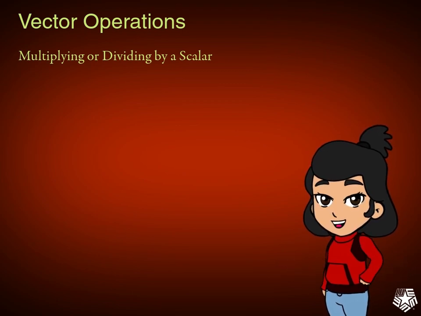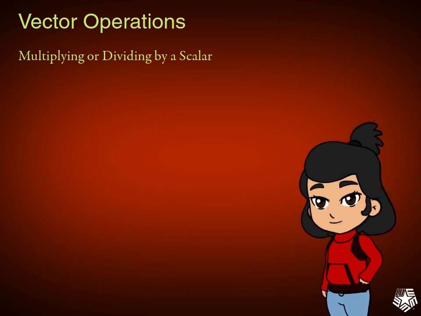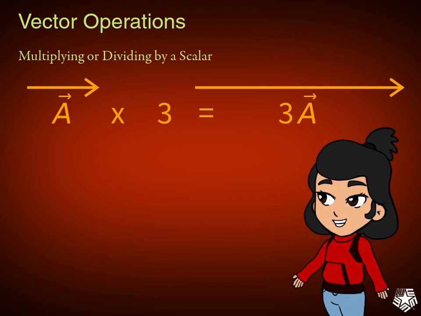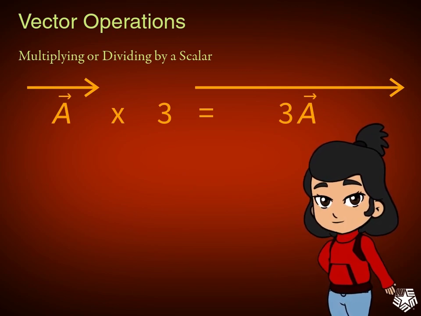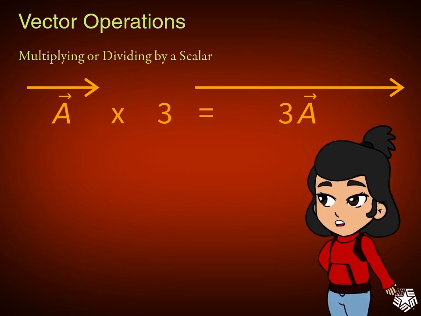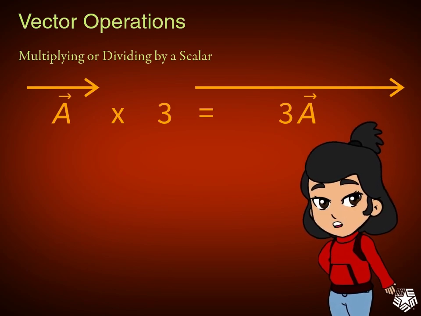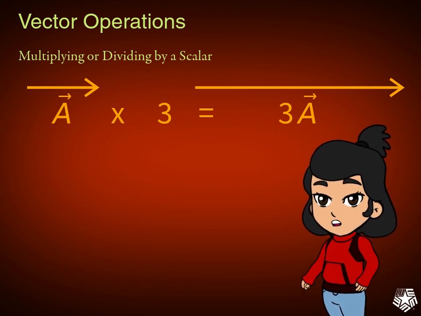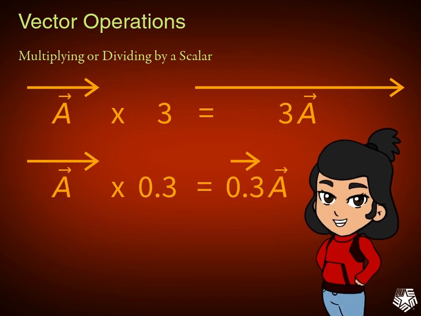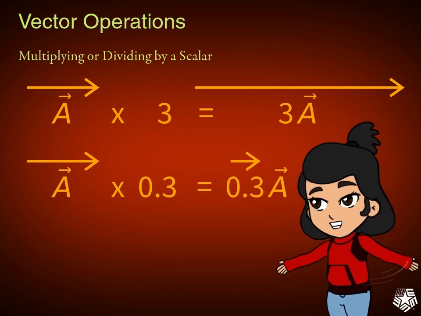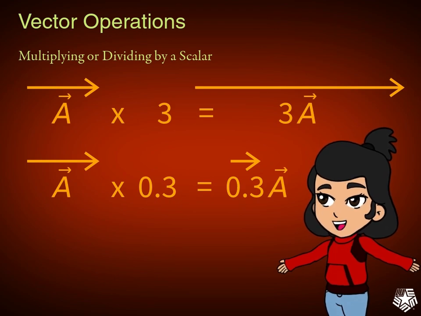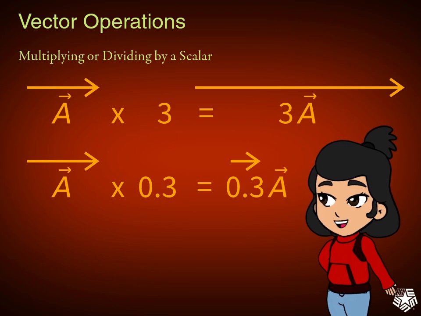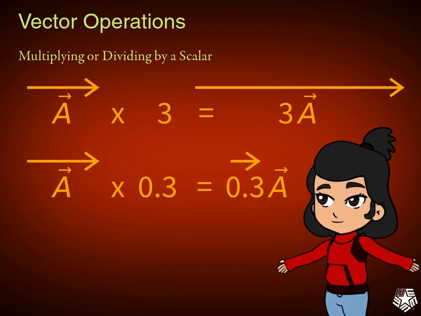When drawing forces, the length is typically defined by the magnitude of the force. So if you have a force A and multiply it by a scalar quantity, let's say 3, the result is a force that is 3 times the original force. Notice the arrows above the A indicate that this is a vector. Similarly, multiplying by a decimal or fraction will shrink the force by the scalar amount. In this example, A shrinks to 30% of its original magnitude.